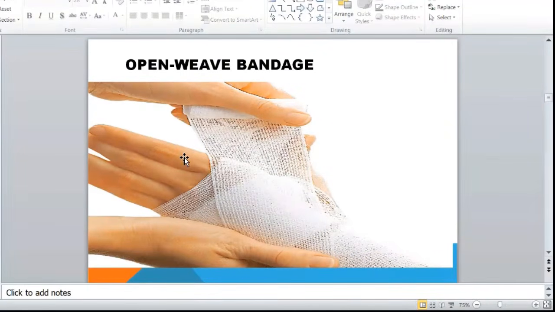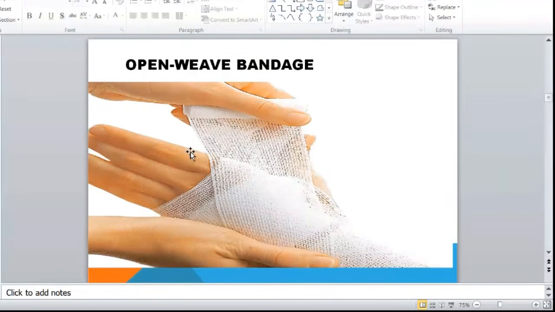The reason why they call it open weave is because, how will I describe it? Open weave bandage is also a cotton roller bandage. We call it open weave because it's very porous and it allows air circulation when you use it. So it's a form of retention for dressing where light support is enough. That's why they call it open weave bandage.